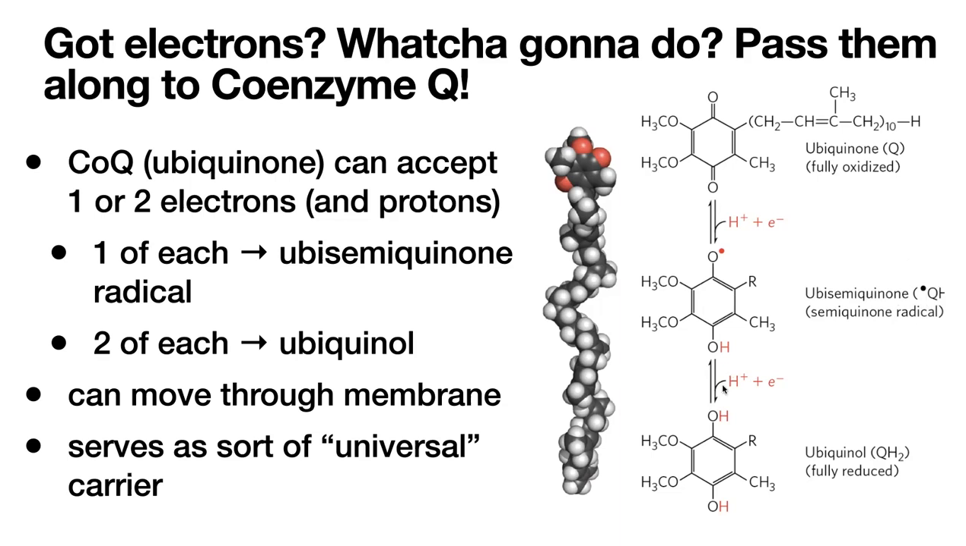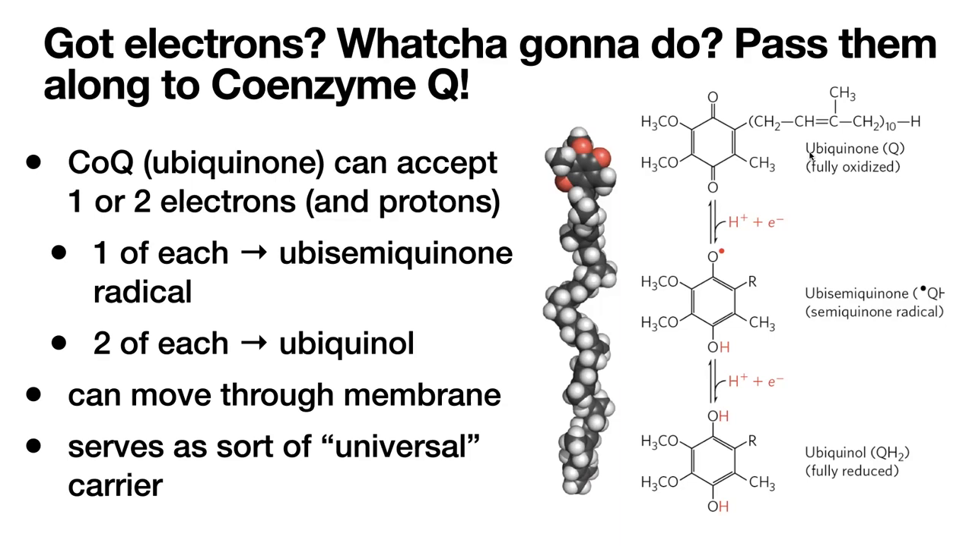But it accepts another electron and proton. Well, now you're going to get the fully reduced form, which we call ubiquinol, or QH2. So this is the fully reduced form. It required 2 electrons and 2 protons. And therefore, it's going to be able to give and take 2 electrons and 2 protons. And we can use it to both transfer protons as well as to transport electrons.